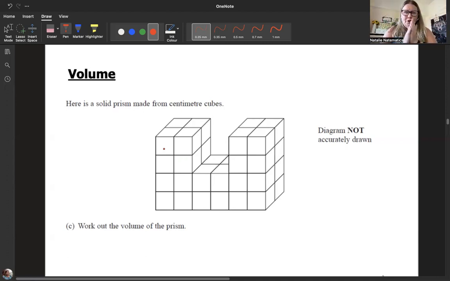So volume. What is volume? Volume is the amount of space inside a 3D shape.